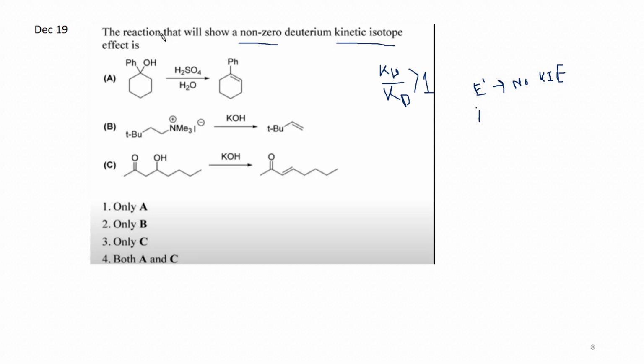Now if we go to the E2, in this case this is a concerted reaction or a single step reaction. That's why the CH bond and the leaving group elimination happens in a single step, and that is our rate determining step. That's why here we can see kinetic isotope effect.